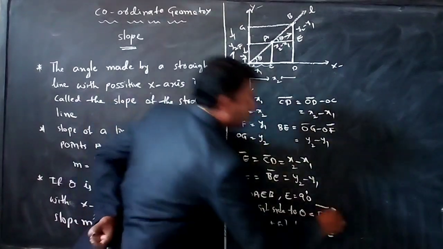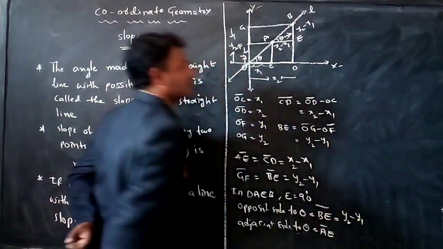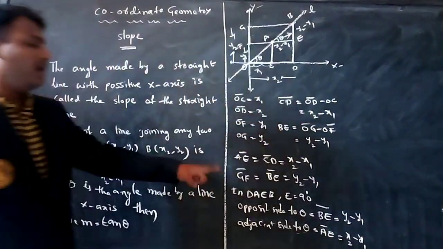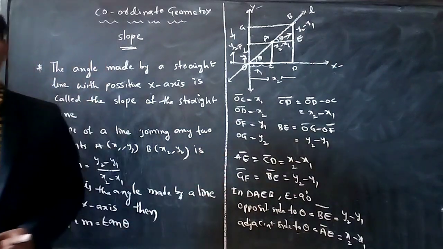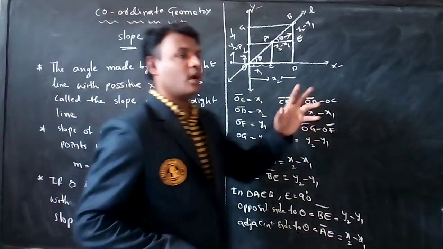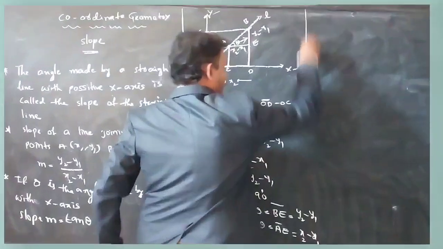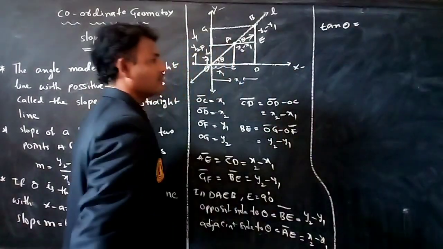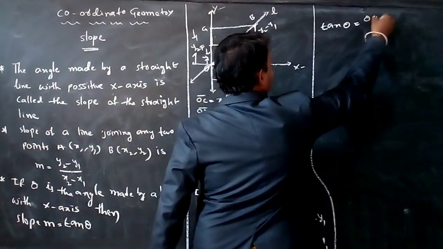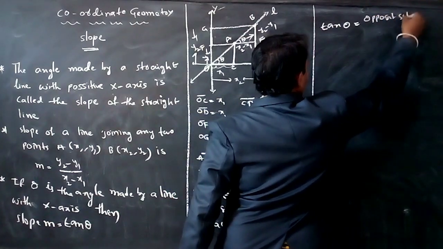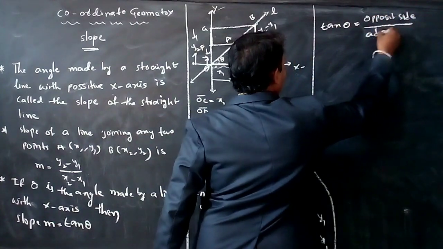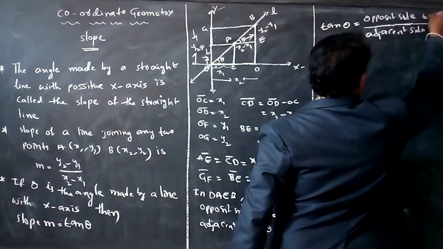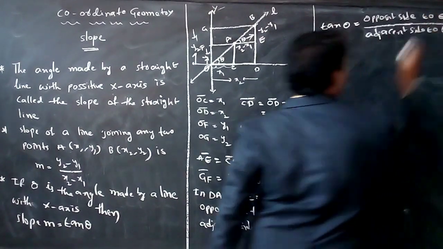The length of BE is nothing but y2 minus y1. The length of AE is nothing but x2 minus x1. BE is equal to y2 minus y1 and AE is equal to x2 minus x1. Here I am going to apply trigonometric ratios. From trigonometry, tan theta is equal to opposite side by adjacent side. Opposite side to theta by adjacent side to theta.